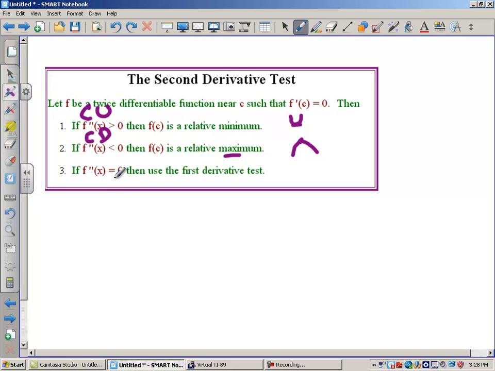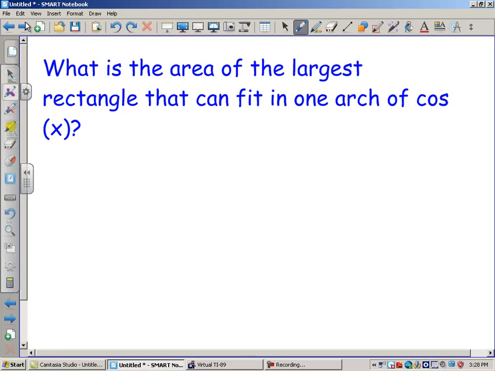If for some reason the second derivative works out to be 0, then you need to go back to the first derivative test at your critical point, and check and see if f prime goes from positive to negative or negative to positive. So let's just jump right into a question here.